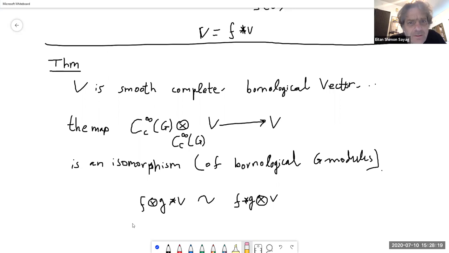So for a layman to understand, V is a representation of G, and it cannot be thought of as a smooth representation in that naive way, because if you think about it like that, you do not get an onto map. That's what you're saying? Yes.